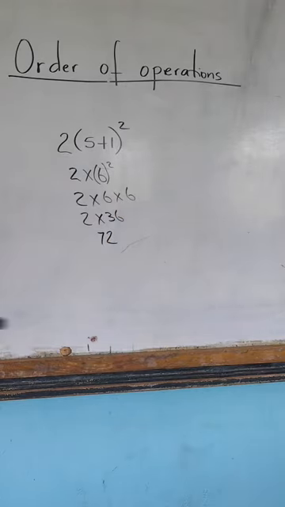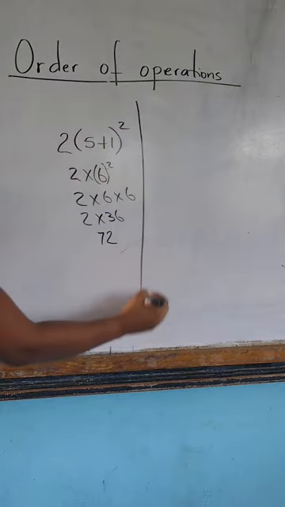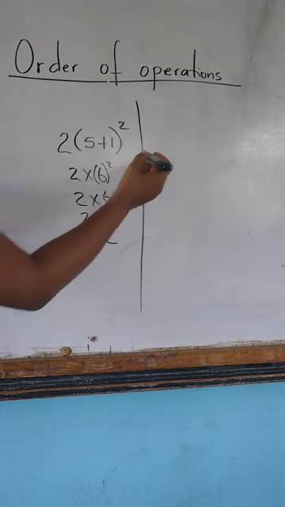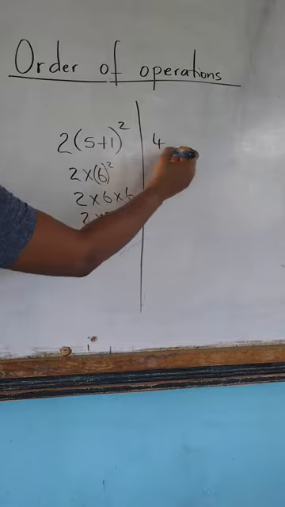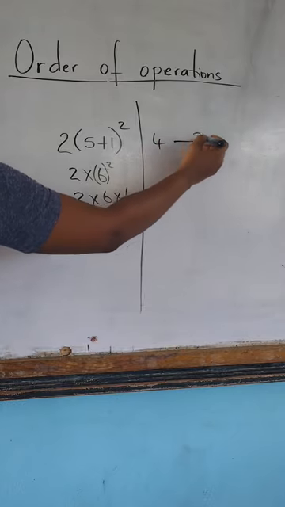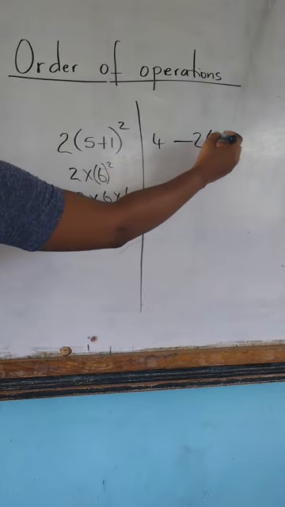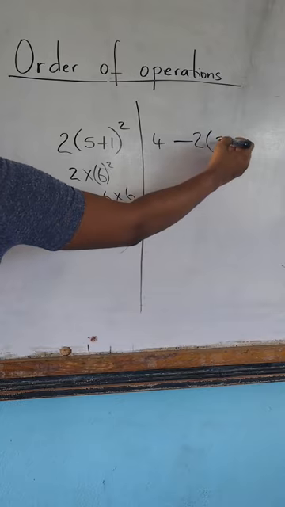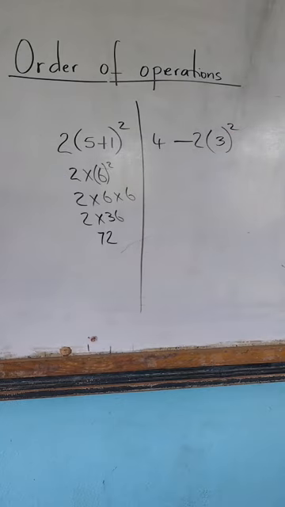Of course, I'm going to give you one to try. What would you do if you got an expression that says 4 minus 2 open bracket 3 squared? Simplify that expression and let me know in the comments what your answer is.